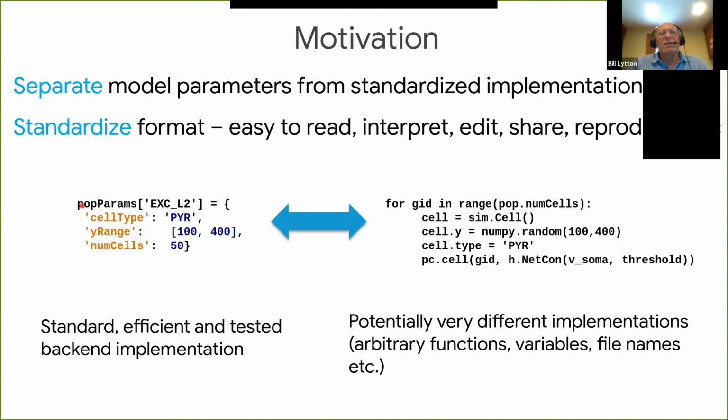declarative language, a declaration. Population parameters for the excitatory cells of layer 2 are going to be of type pyramidal cell. They're going to be randomly assorted between locations 100 and 400, the Y location being depth location from the pia to the white matter, and the number of cells we're going to create is going to be 50 in this case. So you can read it. It's relatively easy to export. It's relatively easy to import from, for example, SONATA or NeuroML, and it should be easily reproduced across different systems.